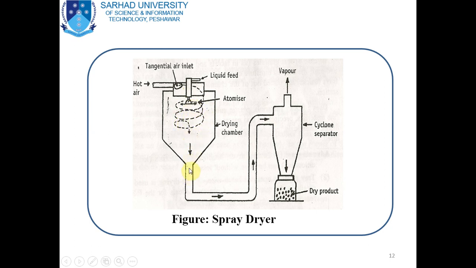Before reaching the wall of the assembly, the drying chamber, the atomized fine droplets are exposed to the hot air, and these droplets become dried before reaching the wall of the drying chamber. After that, the vapor is exhausted, and using the cyclone separator, the dry product is collected.